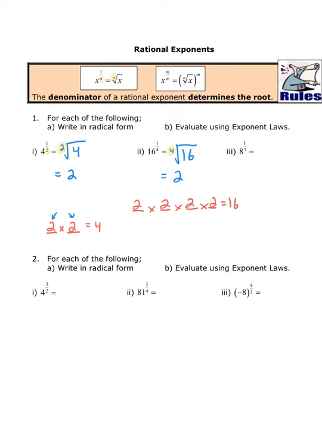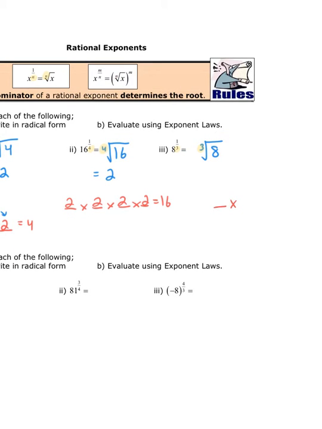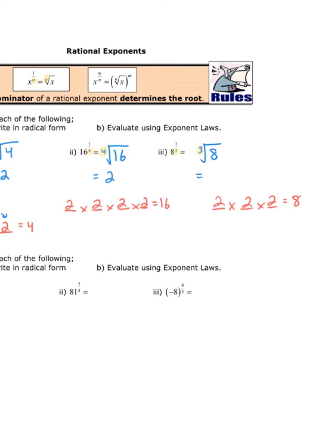And then the third example, my base is 8, so I'm going to put that in the root sign, but this time I'm taking the cube root because the denominator is 3. So now I need to find a number that when I multiply it by itself 3 times, I get 8. So that's going to be 2 times 2 is 4, times 2 is 8. So again, my answer is 2.